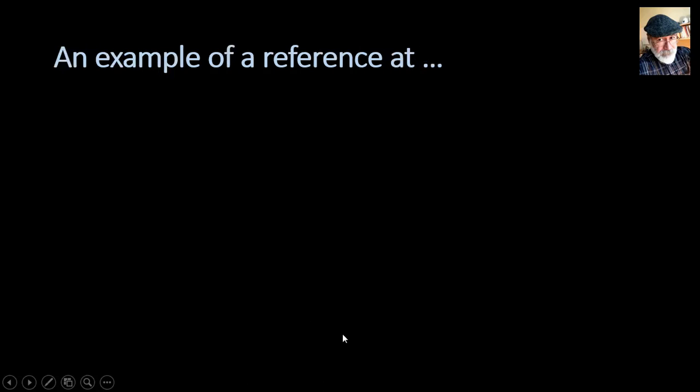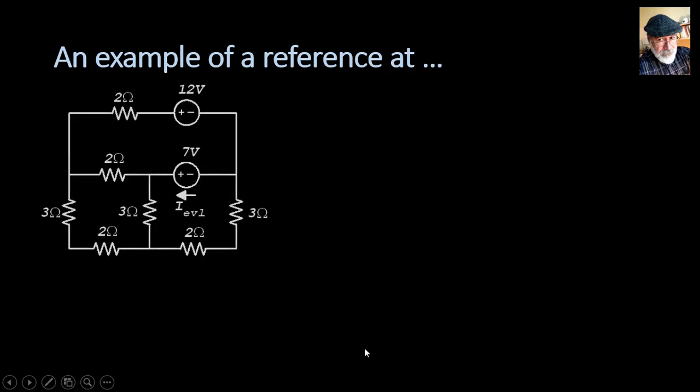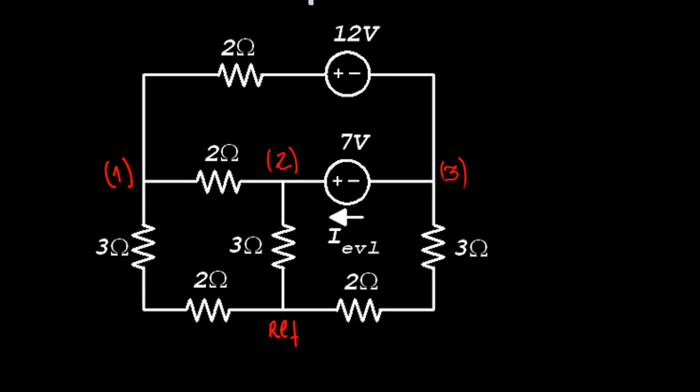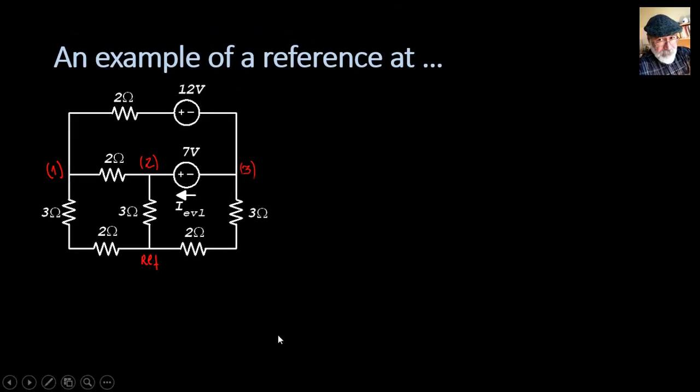Let's have an example of choosing the reference node elsewhere, like this one. We need to solve that circuit. There is an evil branch here, 7 volts. But I go ahead and choose the reference at the bottom, and nodes 1, 2, and 3, like so. To solve this circuit like so, we would end up writing 4 equations: KCL for node 1, KCL for node 2, KCL for node 3, and of course the evil equation, which is V2 equals V3 plus 7 volts. We would have 4 equations and 4 unknowns: V1, V2, V3, and I evil, the current in the evil branch.